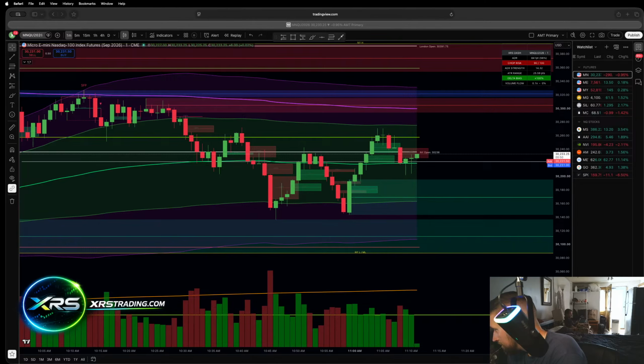I guess there could have been an argument here for a short with a stop up, even up there or something. That 200 level's looking pretty juicy still too. It keeps getting reloaded with contracts. You're looking to short through that. Yeah, that's right in the middle of the range.